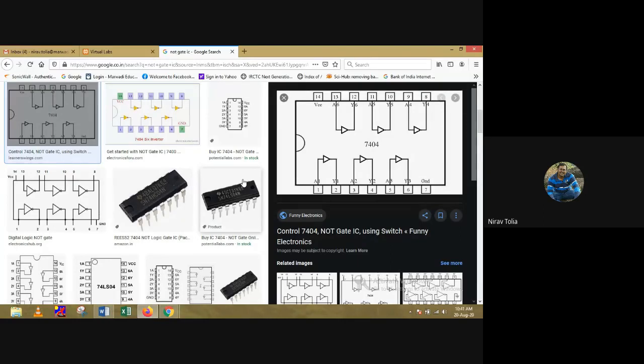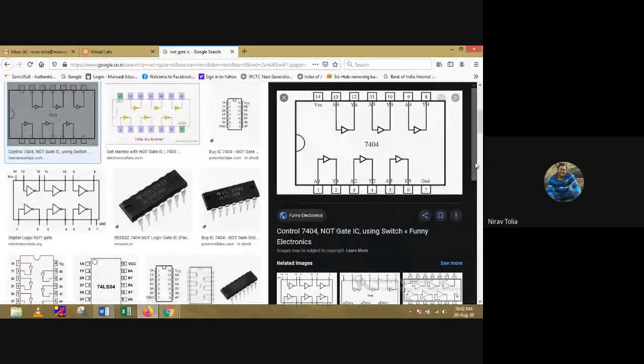14 pins. In a 14-pin IC, we have one pin as a ground pin and another pin as a supply pin. So pin number 7 is the ground pin in each and every IC, and pin number 14 is VCC, and we have to give a 5-volt supply to pin number 14. We give the input to pin 1 and take the output from pin 2. You can take input from pin 3 and take the output from pin 4.